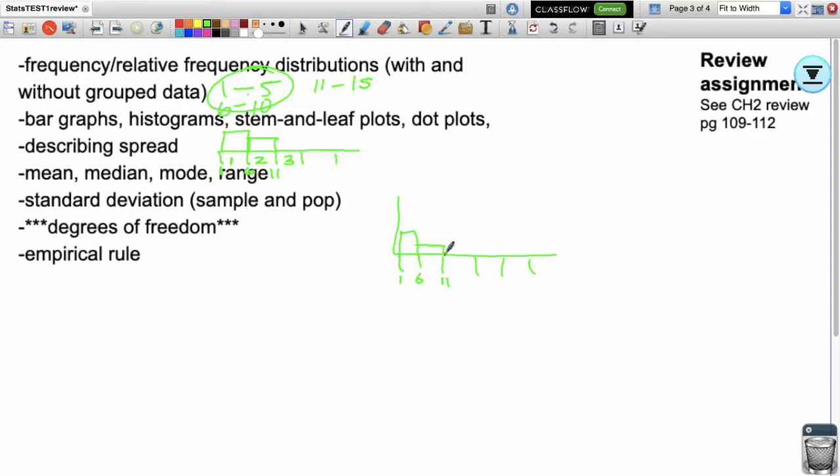So next is describing spread. That's uniform, bell-shaped, skewed left, skewed right. We talked about that a little bit yesterday when we looked at box and whisker plots, but those are also applied to these same types of graphs, right? Skewed left, skewed right, uniform, or bell-shaped.